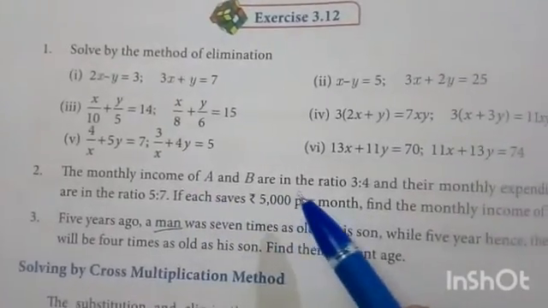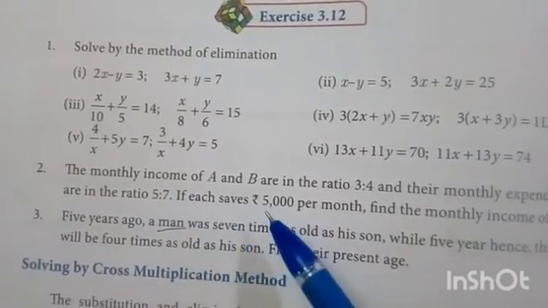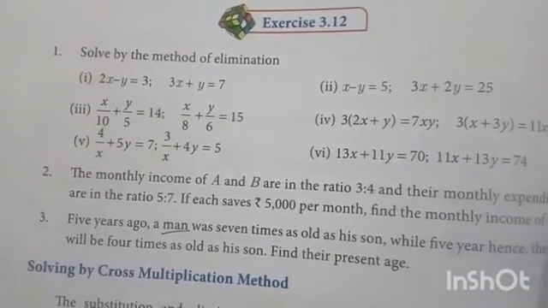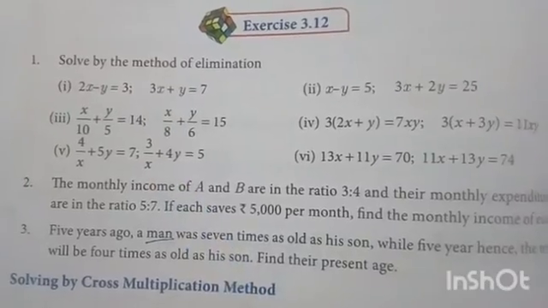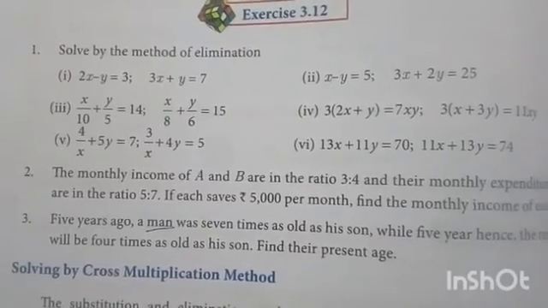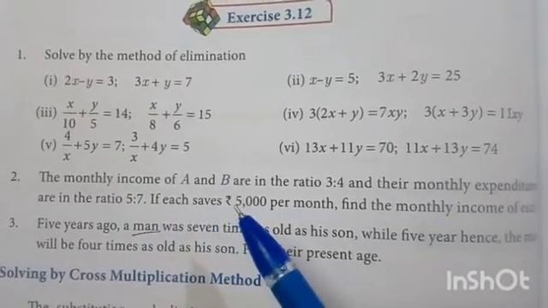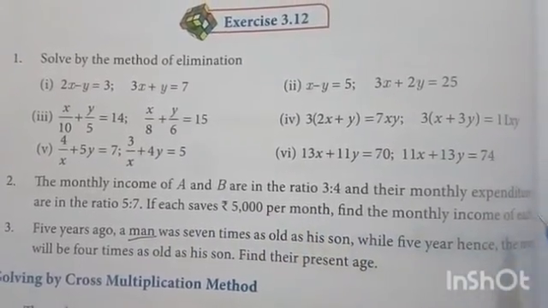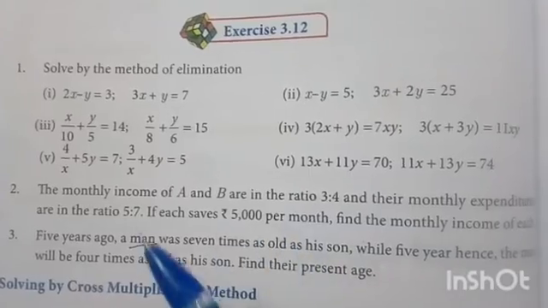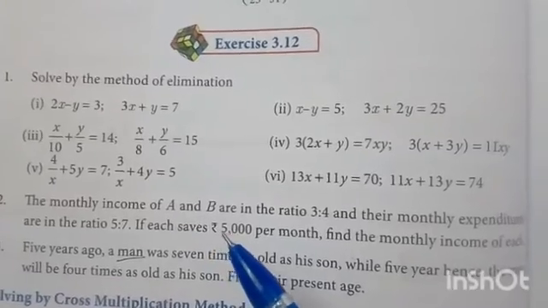Second question: the monthly incomes of A and B are in the ratio 3:4 and their monthly expenditures are in the ratio 5:7. If each saves 5,000 per month, find the monthly income of each. So that is their ratio. Income ratio is given, and expenditure ratio is also given. Using these two ratios, we have to find the monthly income of A and B.